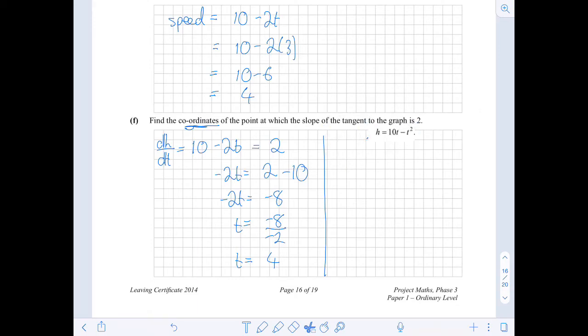There we go, on my clipboard. So there's the formula for h. So I can now go h is equal to 10 times something minus something squared, and those somethings are going to be 4. So h will equal 40 minus 16, so h will equal 24. So the coordinates are going to be 4, 24.